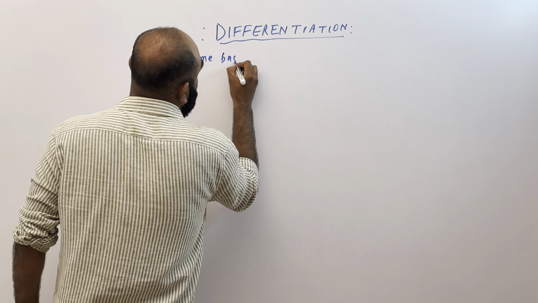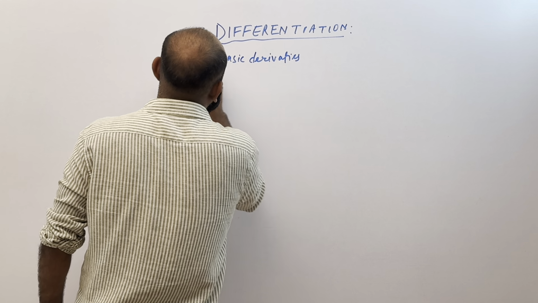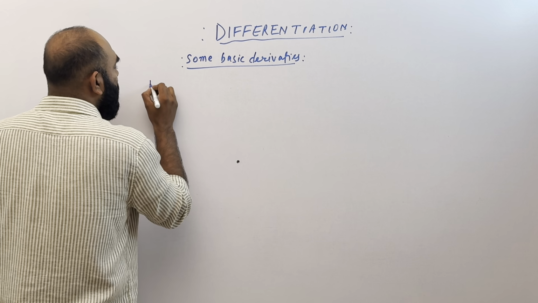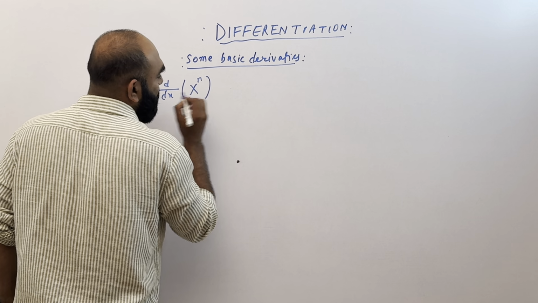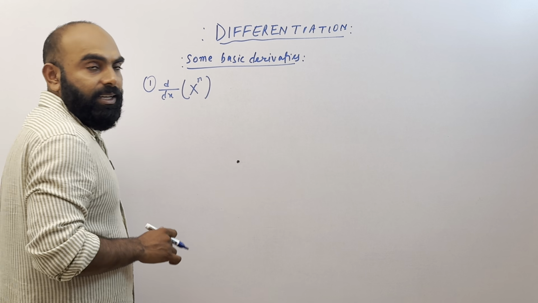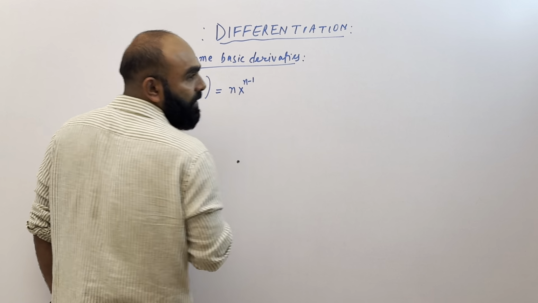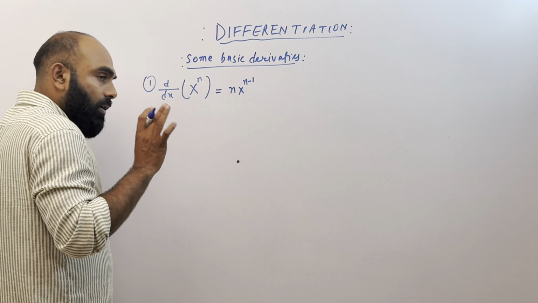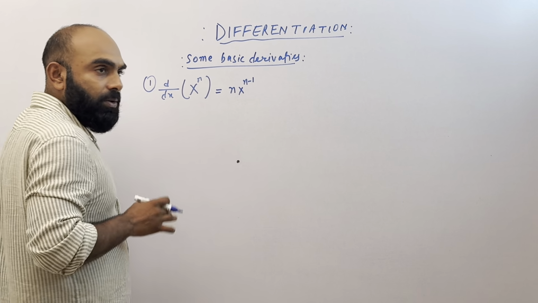Some basic derivatives. First, just write down. First one, d by dx of x to the power n. x to the power anything is written like this. D by dx of x to the power n will be n into x to the power n minus 1.